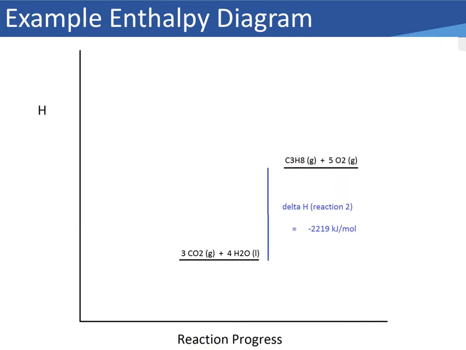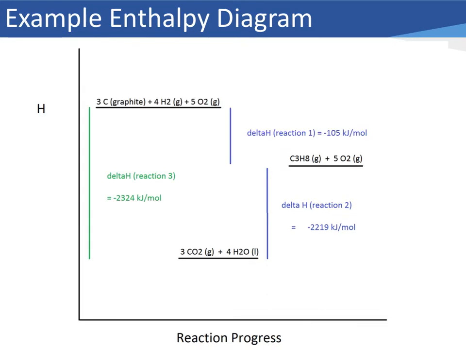Now, if propane and oxygen are reacted as a combustion reaction, the delta H is negative 2219 kilojoules. So that produces carbon dioxide and water. So if I want to look at the overall reaction from the elements to carbon dioxide and water, negative 2324 kilojoules per mole.